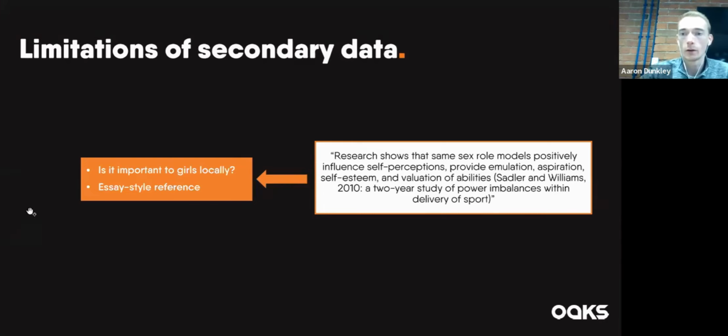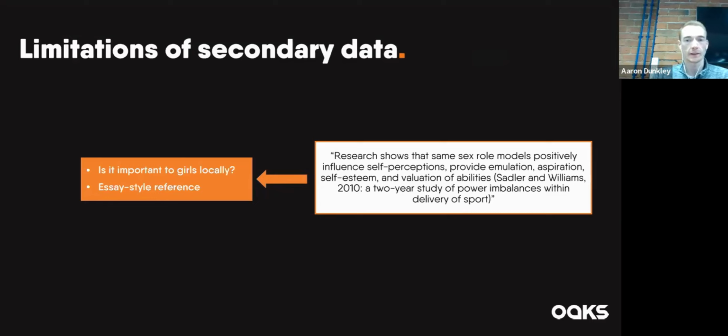So here we have a real example, and it spoke about research showing that same-sex role models are important in influencing perceptions, self-esteem, and valuation abilities when it comes to women and girls playing in sport. That's taken from a survey which I have redacted, replacing the name. But the question you would have as a funding assessor reading that is: is it important to girls locally? If you're applying for a local project looking to get women and girls more active, benefiting from physical activity in sports, that national research might not correlate with the views of women and girls locally.